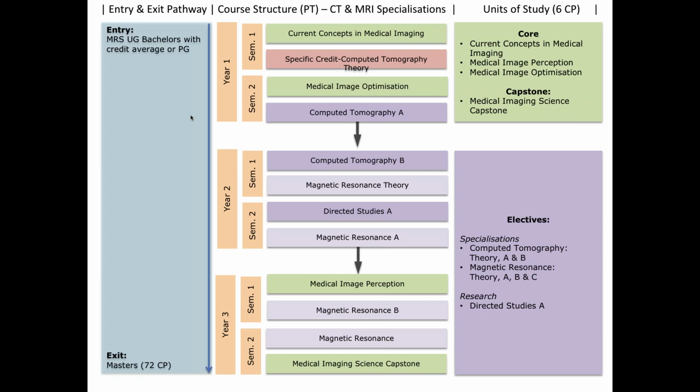So here's a scenario that shows you what that might look like. In this case, someone might have been in another institution, they've already covered the theory of computer tomography, so I give them specific credit for that, and that means in the program that's 6 credit points that they don't have to study, and that's 6 credit points that they don't have to pay for. So that's an example of how specific credit would work in that particular scenario.